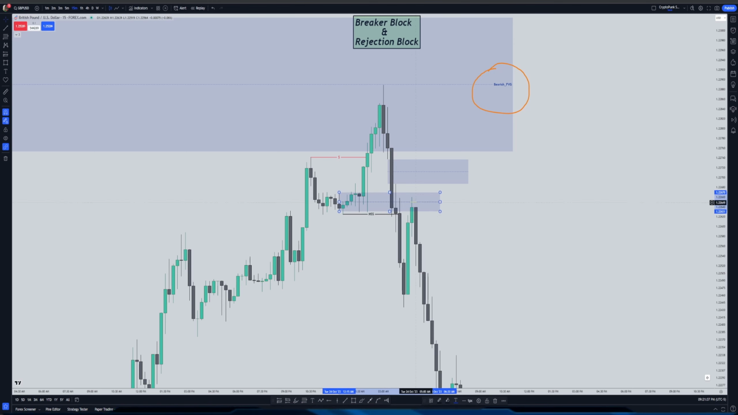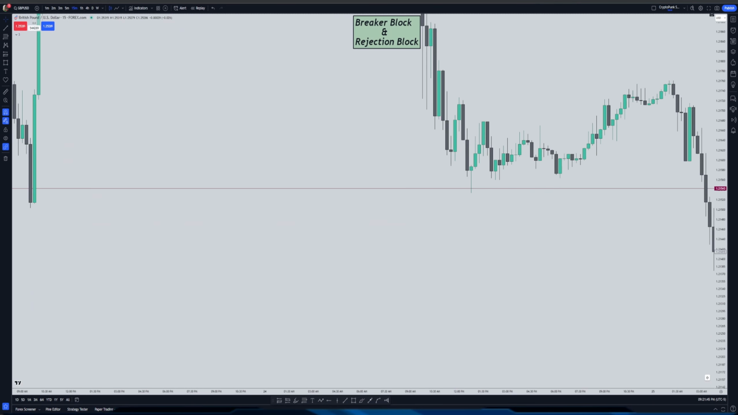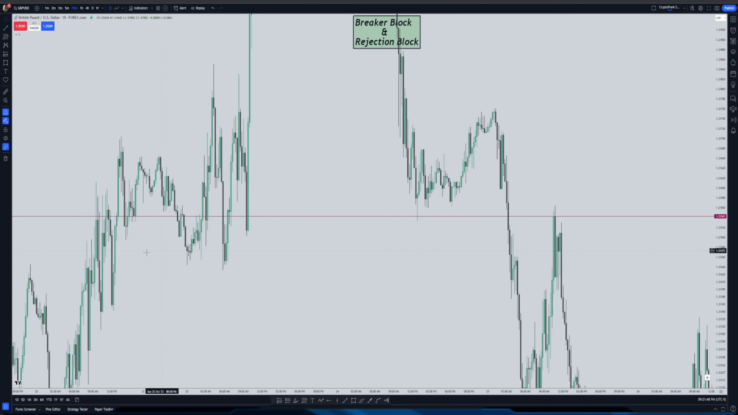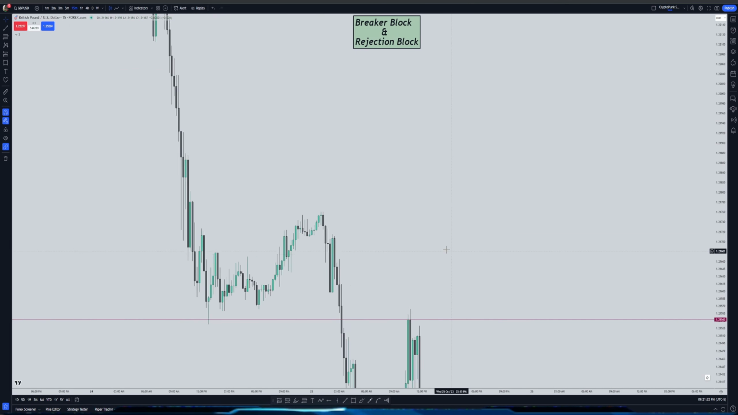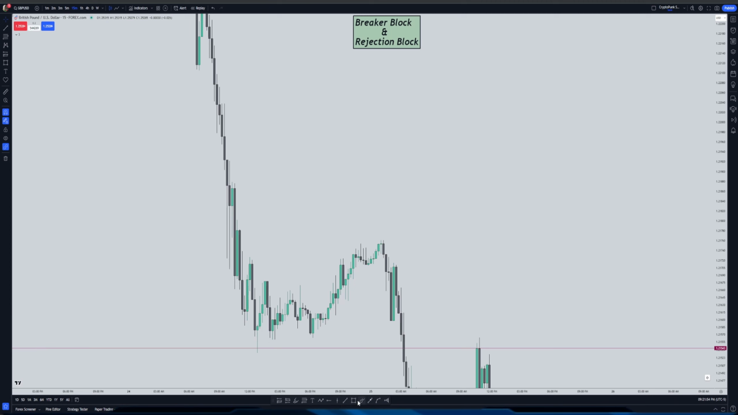Now look where price retested. So after this move, it retested to that bearish breaker block, and then it continued its move towards the downside until it reached or grabbed the liquidity, and then it went even lower. Okay, same thing, if I'm not wrong, I can see here as well.